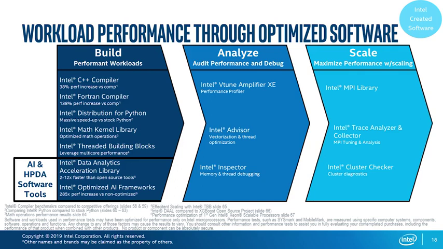Then on the scale side, with the Intel MPI Library, and MPI stands for Message Passing Interface, what it's actually doing is looking at how to effectively chop up your code so you can effectively parallelize it and then run it across multiple nodes. It's a very complex process, and it's something that a lot of developers strive to get the best parallelization that they can so they can actually scale across multiple nodes, and then getting that efficiency built in too.